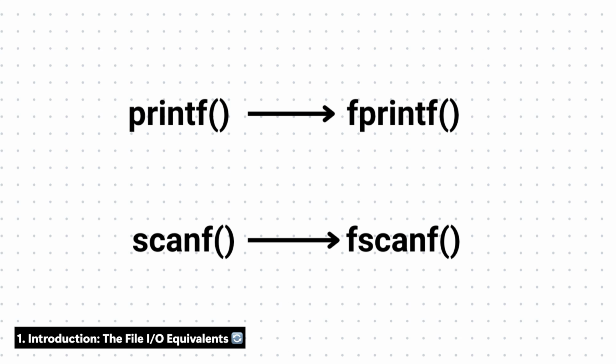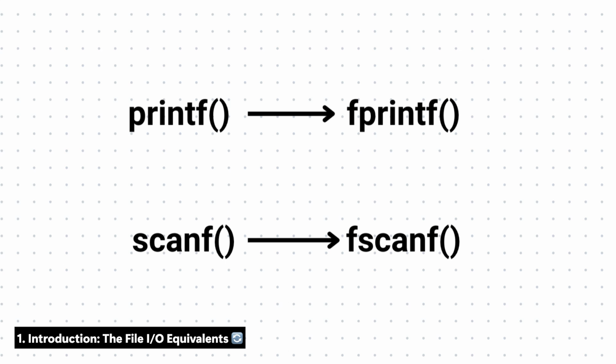1. Introduction: the file I/O equivalence. In the previous lessons, we learned how to establish and terminate the connection to a file using fopen and fclose. Now that we have the file handle, the file pointer, we can actually move data.